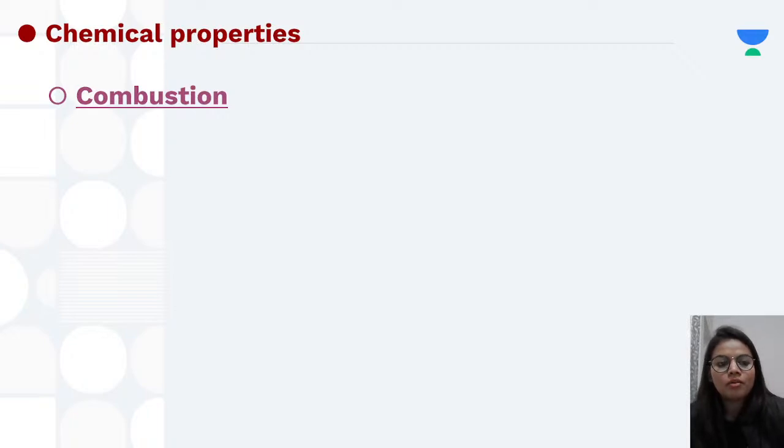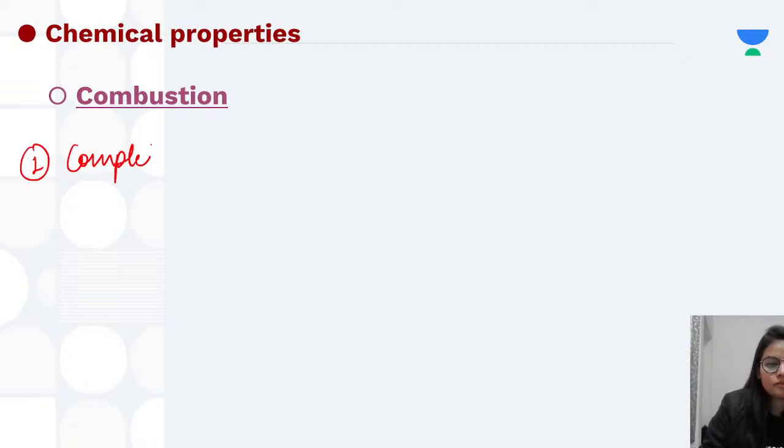Now let's talk about the chemical properties of methane and ethane. First of all, methane and ethane, as I told you, are alkanes, meaning they are saturated hydrocarbons. So they generally do not react with the bases. Now, if I talk about reactions, they undergo combustion reaction. There are two types of combustion reaction. First one is complete combustion.